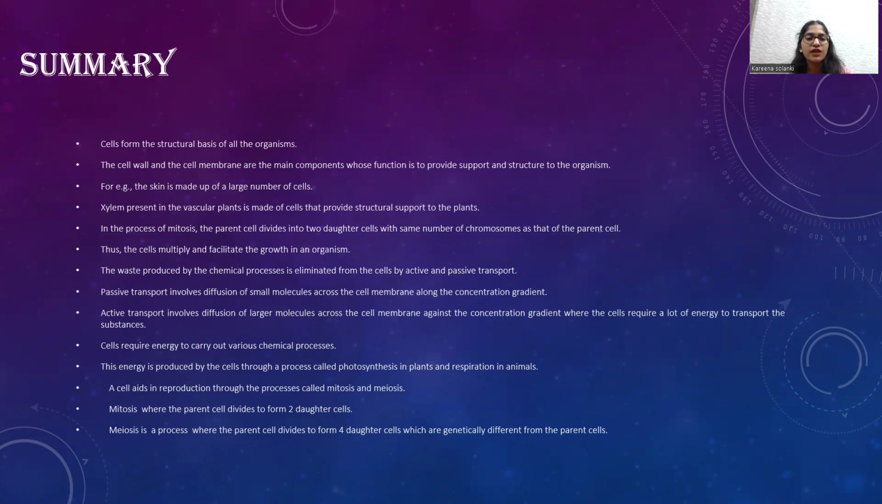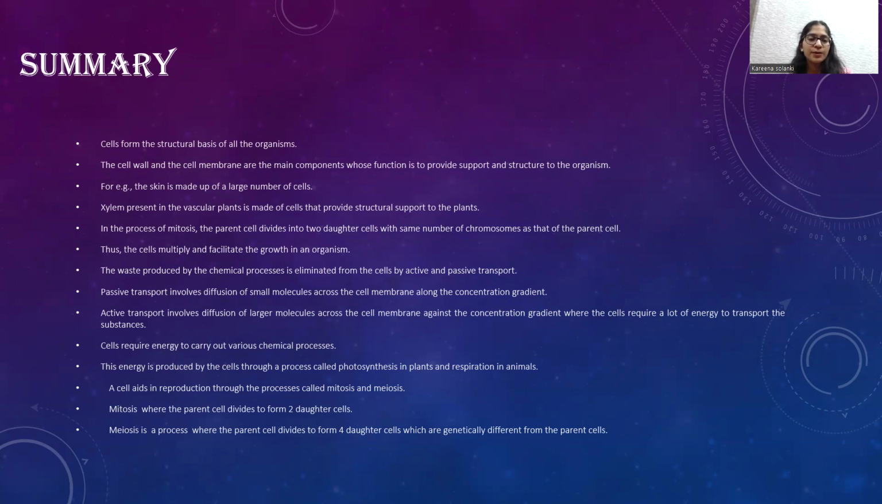Passive transport involves diffusion of small molecules across the cell membrane along the concentration gradient. Active transport involves movement of larger molecules across the cell membrane against the gradient, where the cells require a lot of energy to transport the substances. Cells require energy to carry out various chemical processes. This energy is produced by the cells through a process called photosynthesis in plants and respiration in animals.